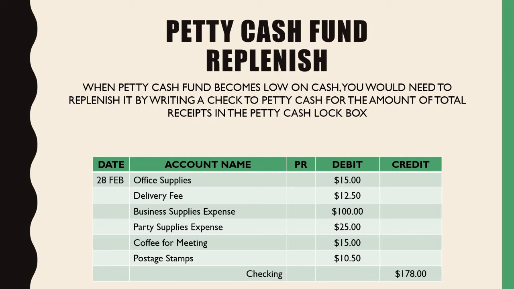Now then, once again, now that the month is over and we see that we need to replenish the petty cash drawer, this is how we do it. We're going to recognize each expense that occurred, and we're going to write a check for the total amount of receipts, and we're going to place this $178 back into the petty cash drawer. Simple and easy as that. Okay. Any questions in regards to petty cash?